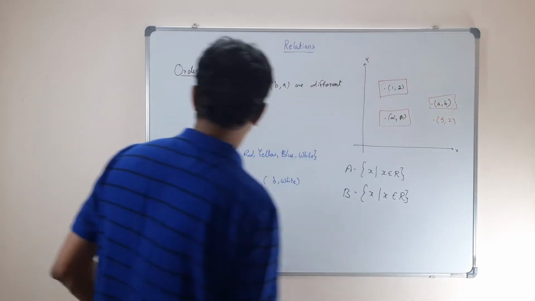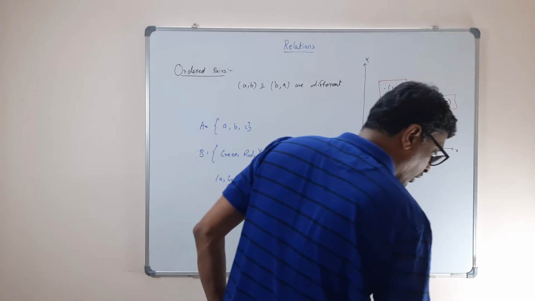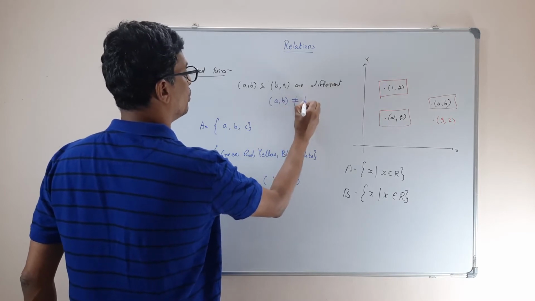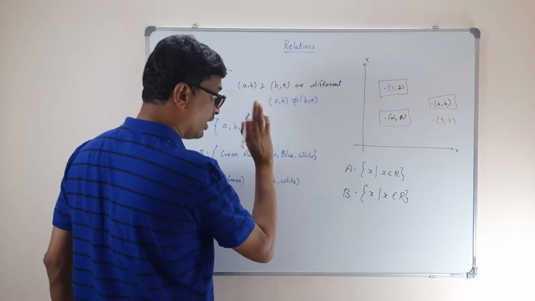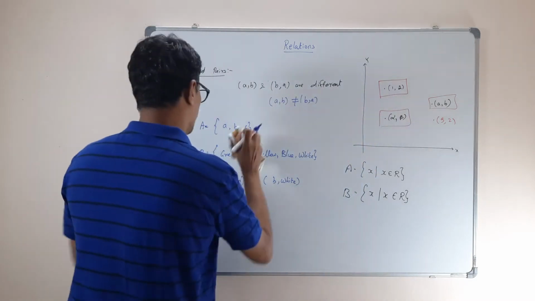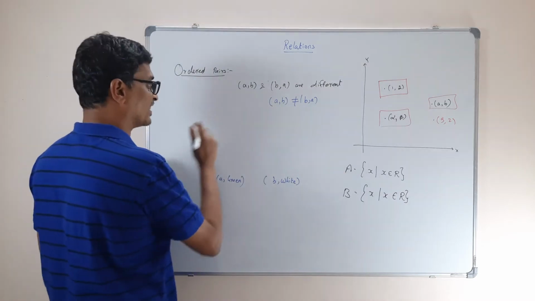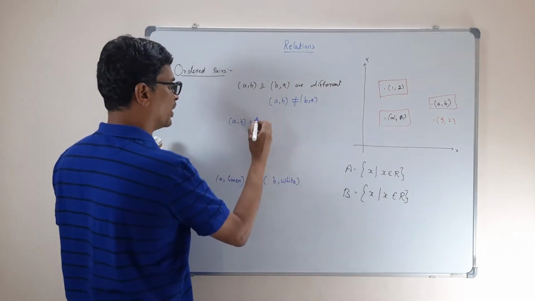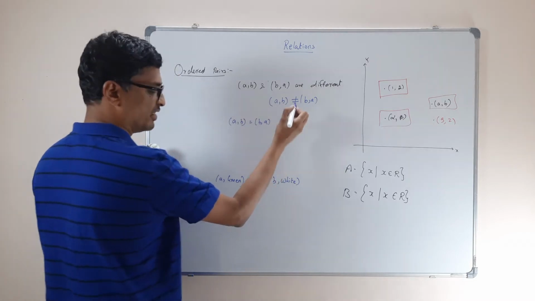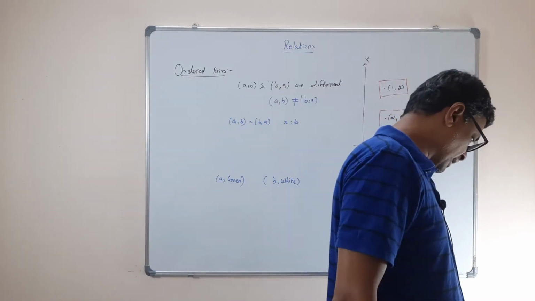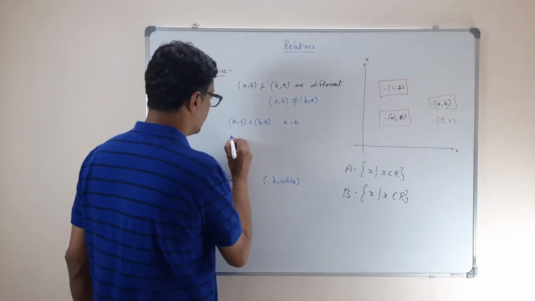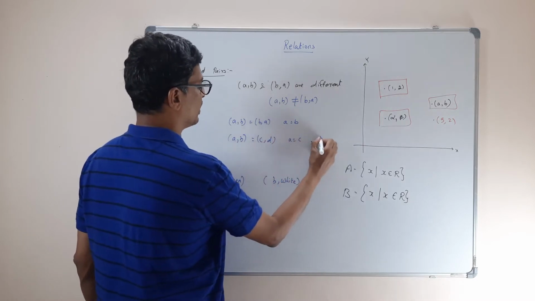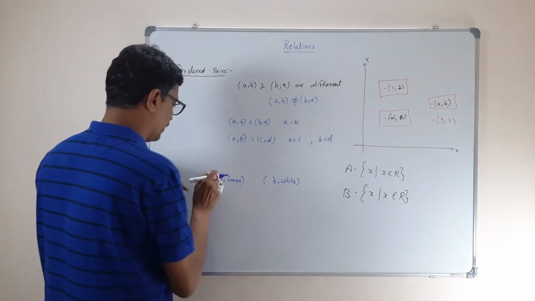So in general, as I wrote here, A comma B is not equal to B comma A. If, on the other hand, A comma B is equal to B comma A, that means A equal to B. And similarly, another property we can say: suppose A comma B is equal to C comma D, it means A equal to C and B equal to D. So this is the way the ordered pair you can find.